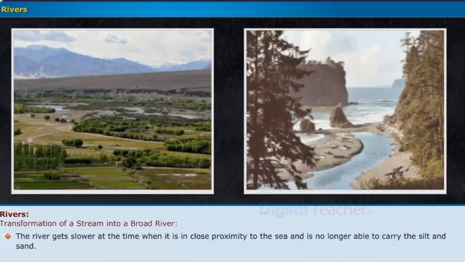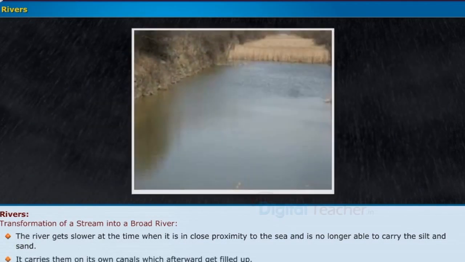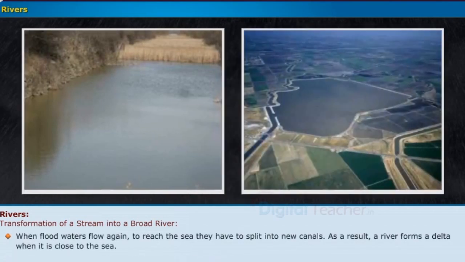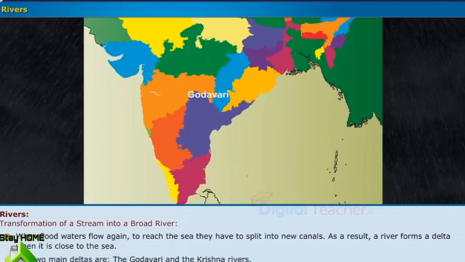The river gets slower when it is in close proximity to the sea and is no longer able to carry the silt and sand. It carries them in its own canals, which afterward get filled up. When floodwater flows again to reach the sea, it has to split into new canals. As a result, a river forms a delta when it is close to the sea. The two main deltas are those of the Godavari and the Krishna rivers.